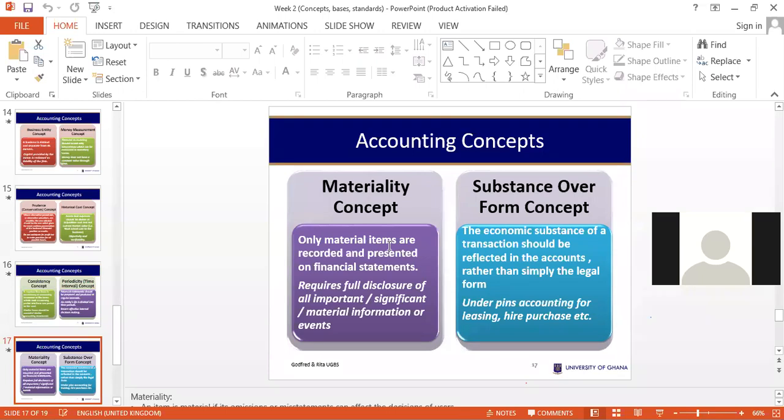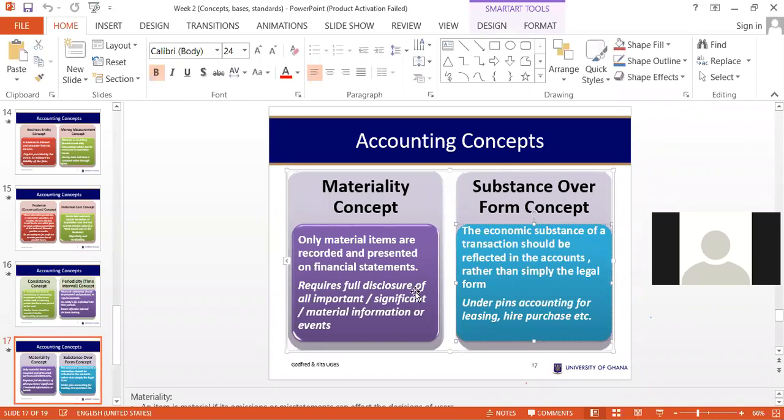Okay, you see the breakdown of utility, how much water, how much electricity, how much phone. That is the materiality concept. So on the face of the financials, you would see the bulk figures. Then we have substance over form.